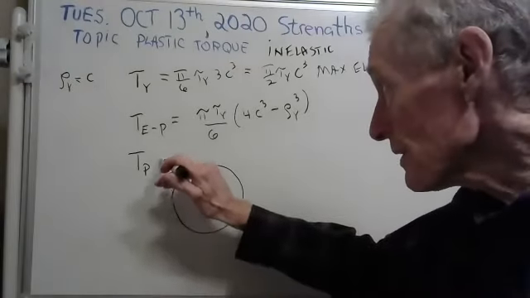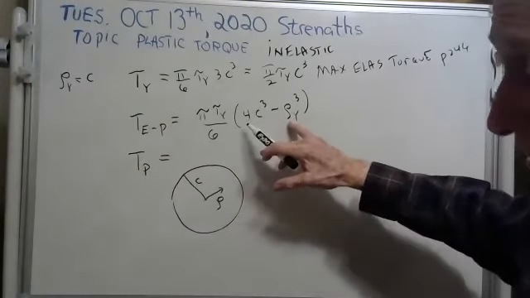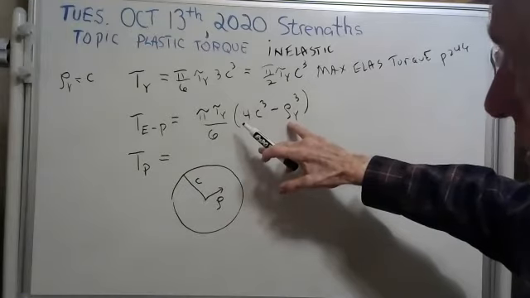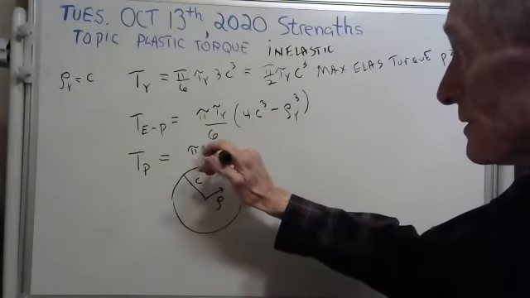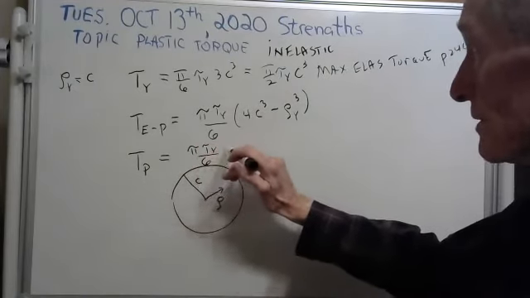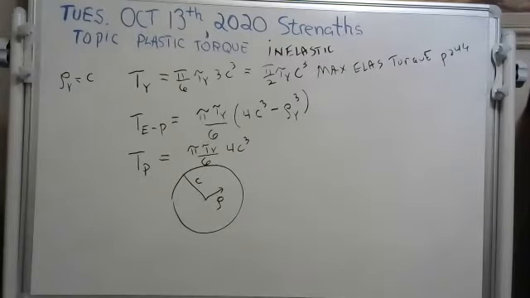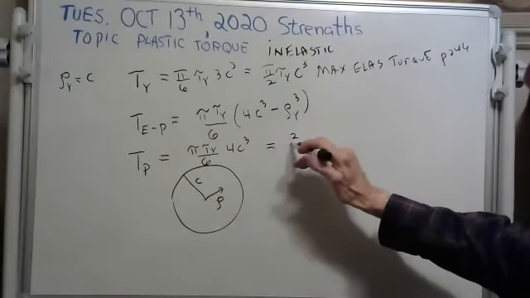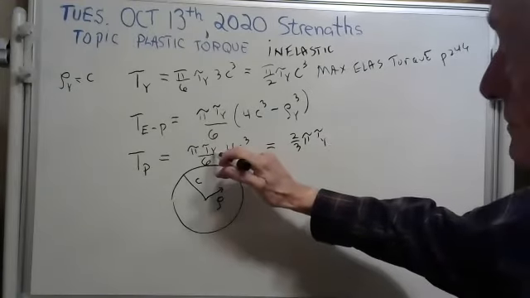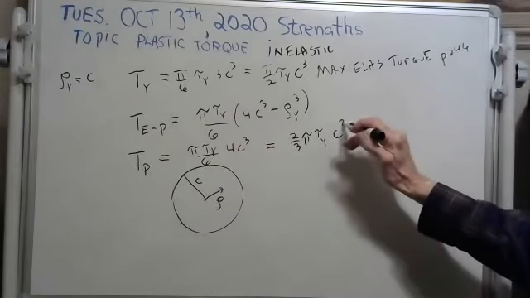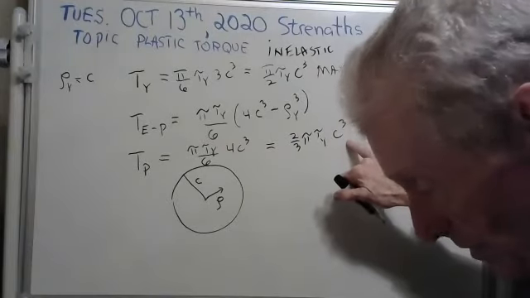Now you can also get the fully plastic torque by making this radius 0. There is no elastic core. If you make that 0, here's what you'll have. You'll have pi tau sub y over 6 times 4c cubed. See, this goes bye-bye. You don't have any elastic core. Or you could write this as 2/3 pi tau sub y c cubed. Can you find that equation on page 247?